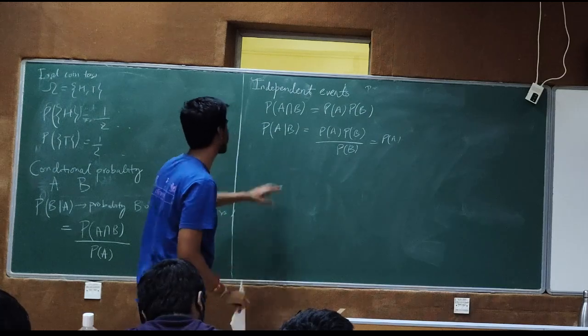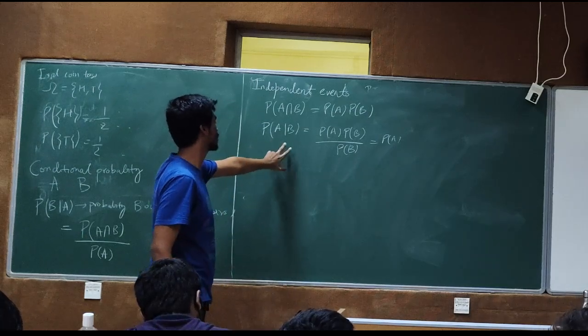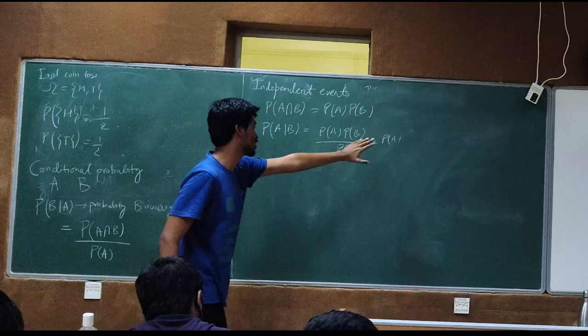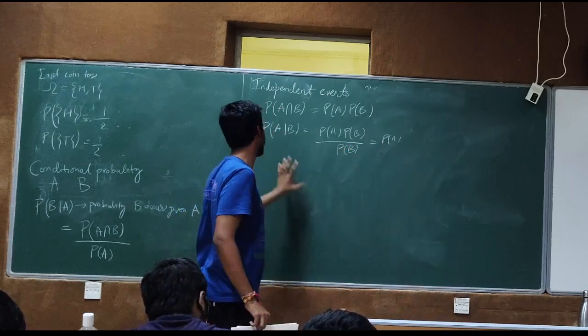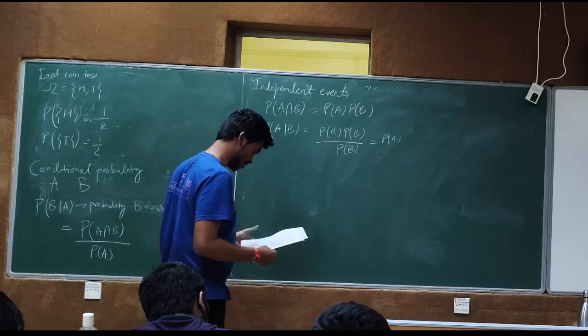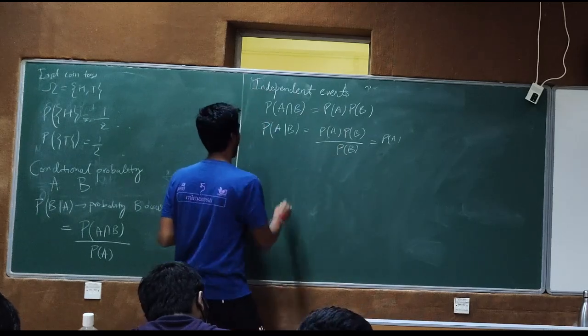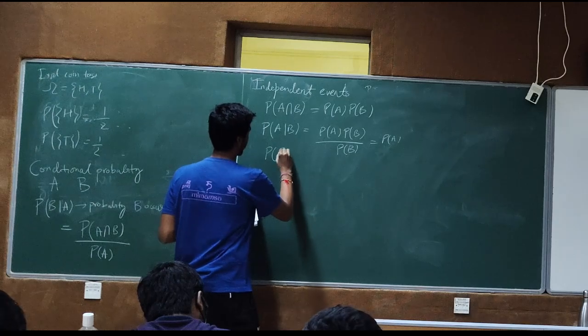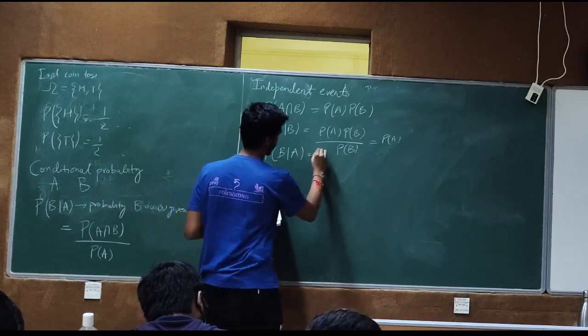So the conditional probability that A occurs given that B occurs is the same as the probability that A occurs. So the occurrence of A does not depend on the occurrence of B. That's why we call them independent. And similarly, we have P(B|A) equal to P(B).